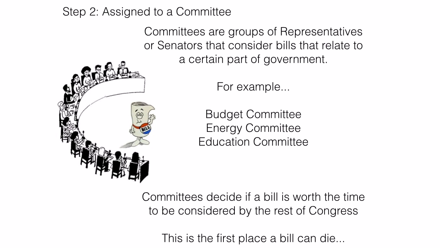For example, there's a budget committee that only thinks about things that have to do with money. Energy committee that has to do with how we should create our energy in our country. Education, of course, about schools. Committees decide if a bill is worth the time to be considered by the rest of Congress. This is the first place a bill can die.